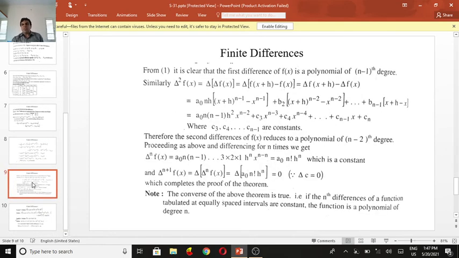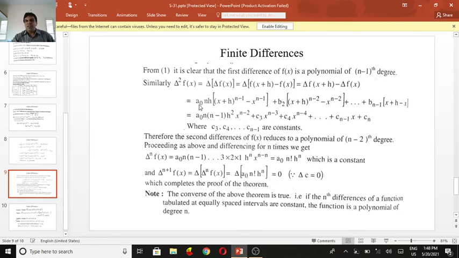From that, the term is clear. So clearly this is the first difference of f of x, a polynomial of degree n minus 1. So similarly for del square f of x, we get del of f of x is del of f of x plus h minus del f of x. You apply del f of x is f of x plus h minus f of x. Again apply the del, we get del f of x plus h minus del f of x. So again we are expanding here in the same form.